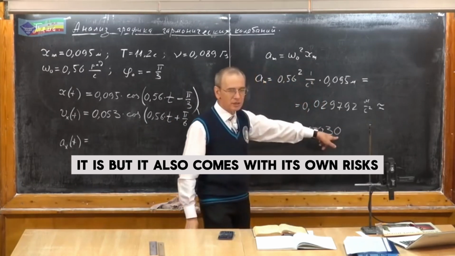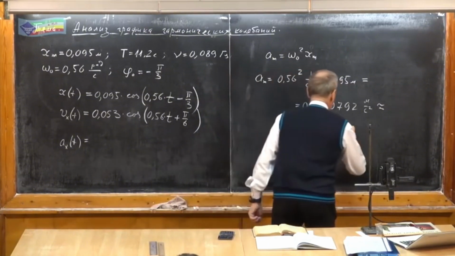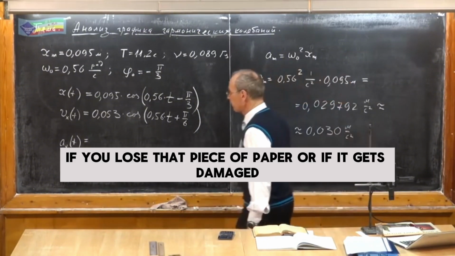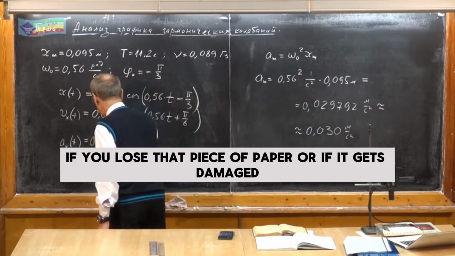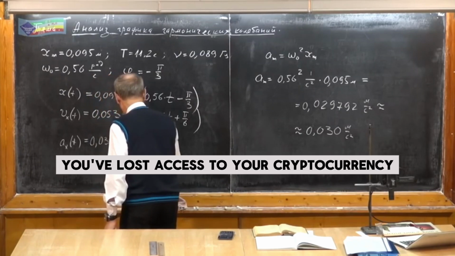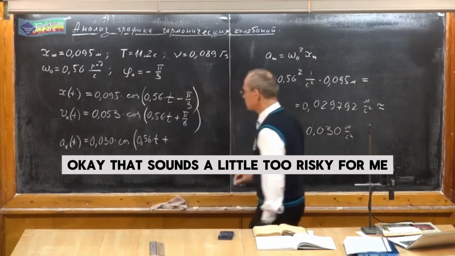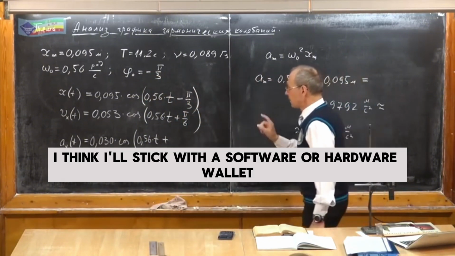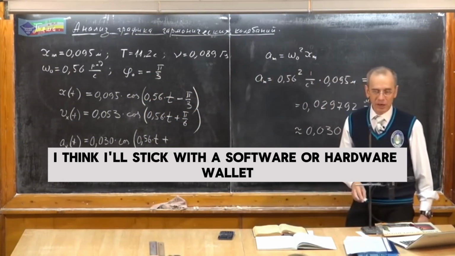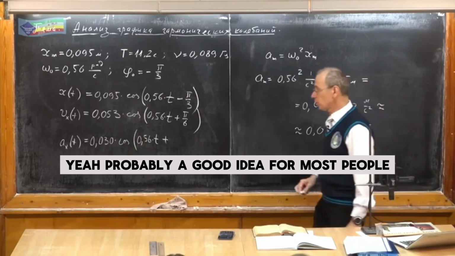It is, but it also comes with its own risks. Like what? Well, if you lose that piece of paper or if it gets damaged, you've lost access to your cryptocurrency. There's no way to recover it. Yikes. Okay, that sounds a little too risky for me. I think I'll stick with a software or hardware wallet. Yeah, probably a good idea for most people.